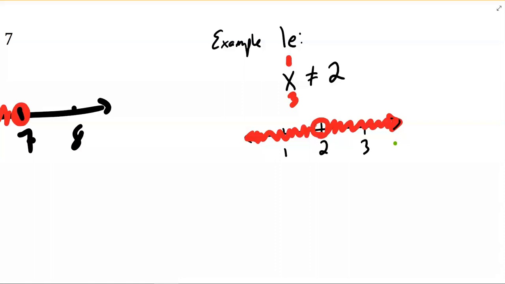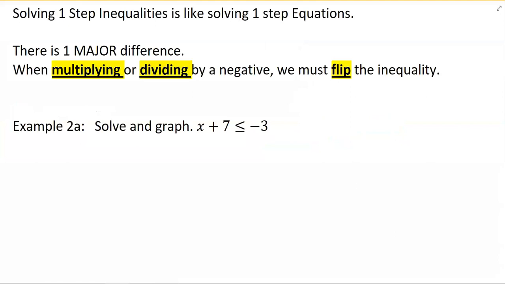All right, so let's look at some now with solving one step and see what we need to do there. So one thing to remember is that solving one-step inequalities is like solving one-step equations. So if I need to add something to both sides, I still add something to both sides. Or if I need to divide both sides by something, I still divide it by something. But there's one major difference, and I want you to star this, make it really important in your notes. Because there's one major difference between solving inequalities and solving equations.